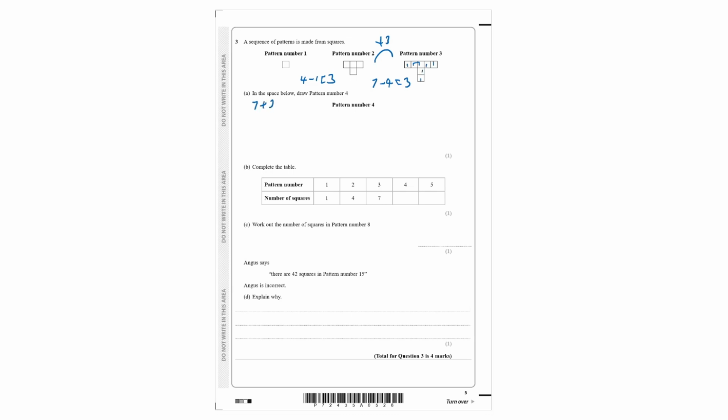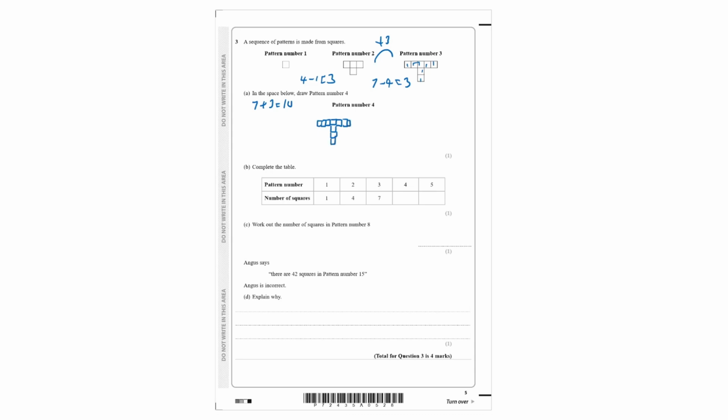7 plus 3 is equal to 10. So let's draw this out. We have 1, 2, 3, 4, 5, 6, 7, 8, 9, and 10.